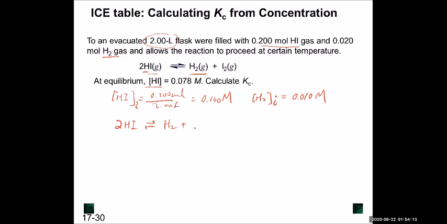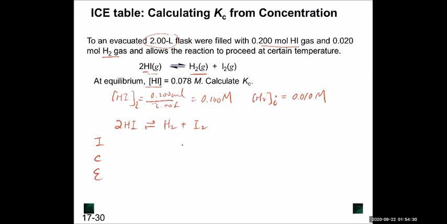The state actually doesn't matter because all these states are gas. There's no solid or liquid. So all of them should show up in the equilibrium expression. Okay, so the ICE table has I, C, and E.